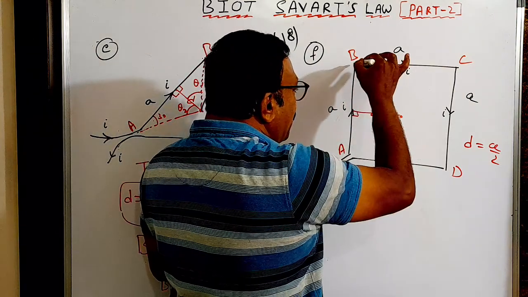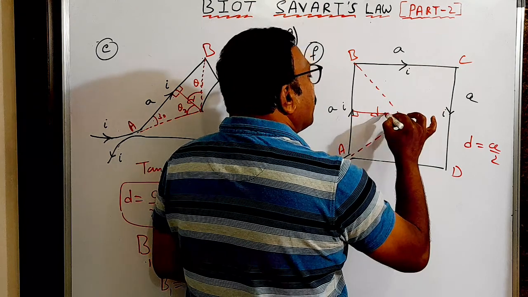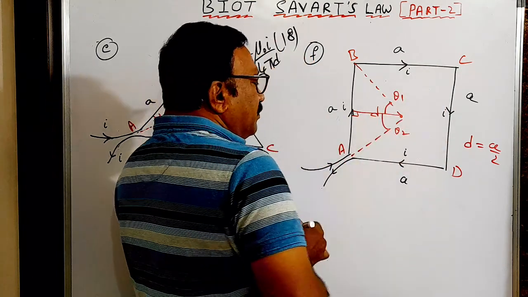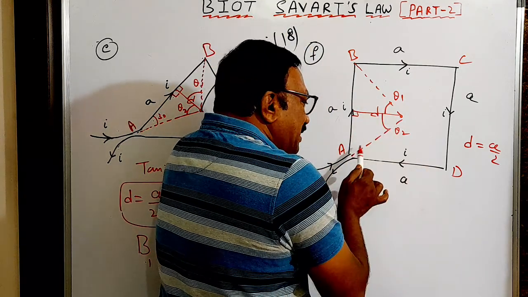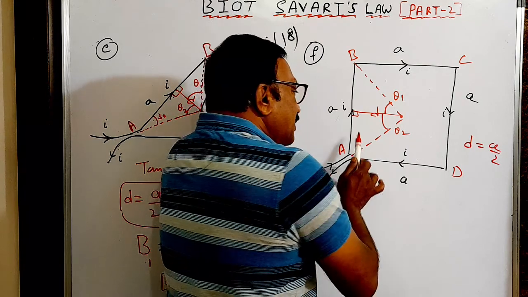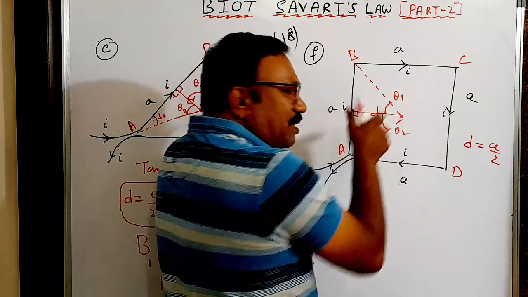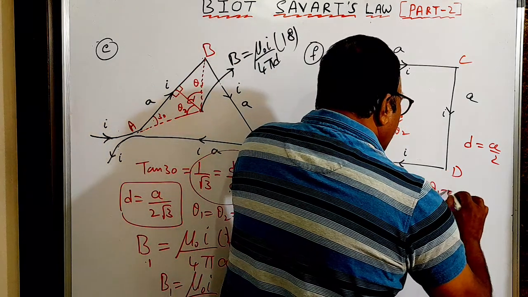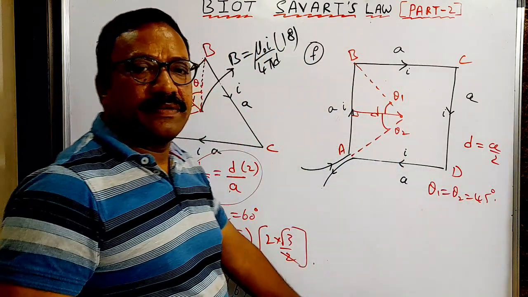Join a line from here. Join a line from here. This is theta 1, this is theta 2. Definitely that is 45, because the total angle is 90 and this is a bisector, so this is 45 degrees. This is 45 and this is also 45, because this is A by 2 and this is A by 2. Isosceles right angle triangle. So theta 1 and theta 2 both are equal to 45 degrees.